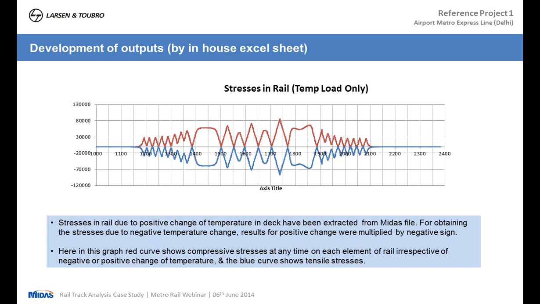Here this envelope shows stresses in the rail due to temperature load only. Stresses in the rail due to positive change of temperature in the deck have been extracted from the Midas file. For obtaining the stresses due to negative temperature change, results for positive change were multiplied by a negative sign. This red curve shows compressive stress on each element of the rail irrespective of negative or positive change of temperature, and the blue one shows tensile stresses.